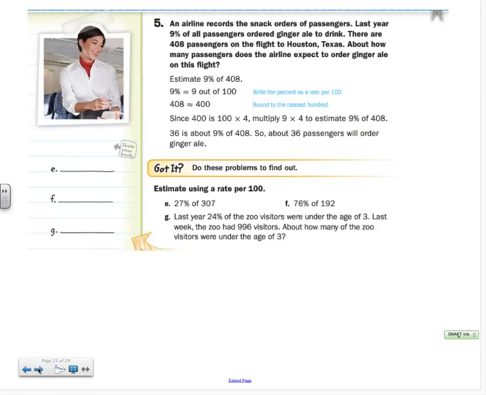Turn the page. Another real world problem. An airline records the snack orders of passengers. Last year, 9% of all passengers ordered ginger ale to drink. There are 408 passengers on the flight to Houston, Texas. That tells us we're going to estimate: about how many passengers does the airline expect to order ginger ale on this flight? So here's the problem. We have to figure out an estimate of 9% of 408.